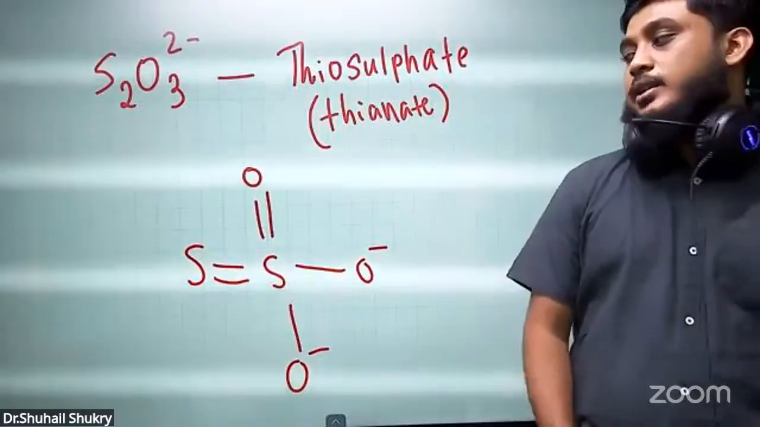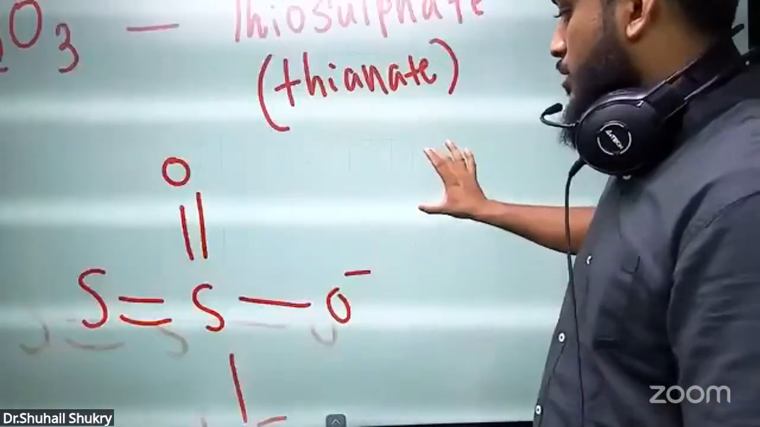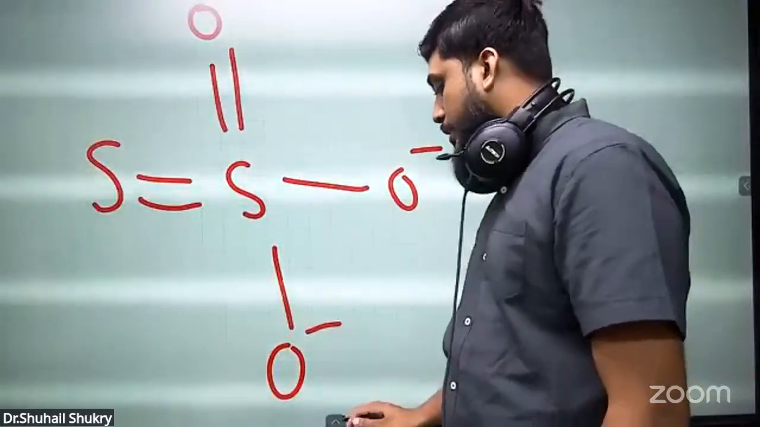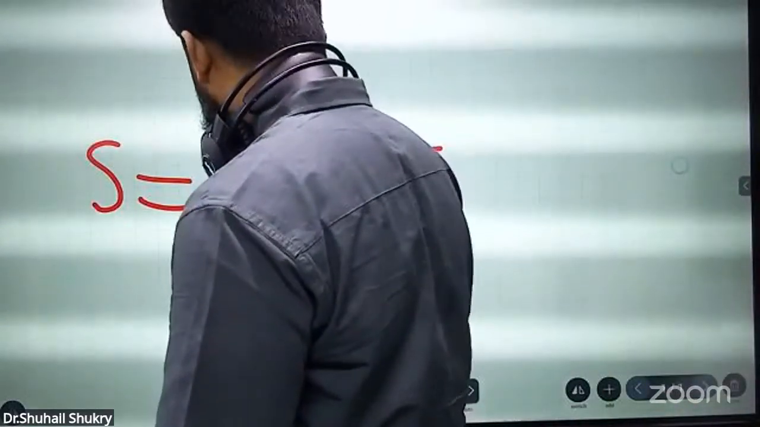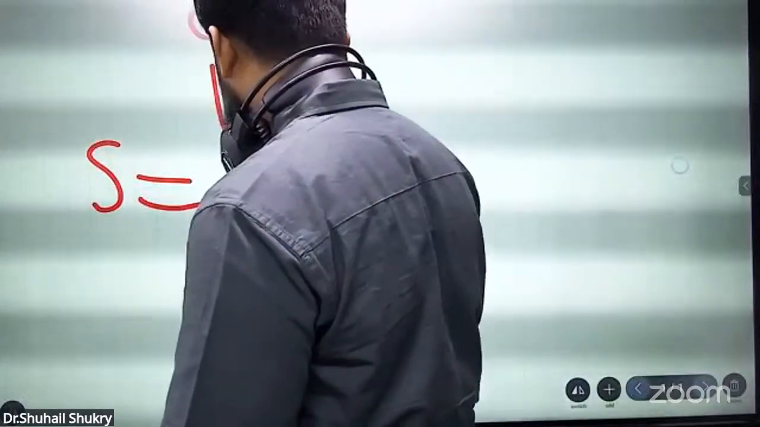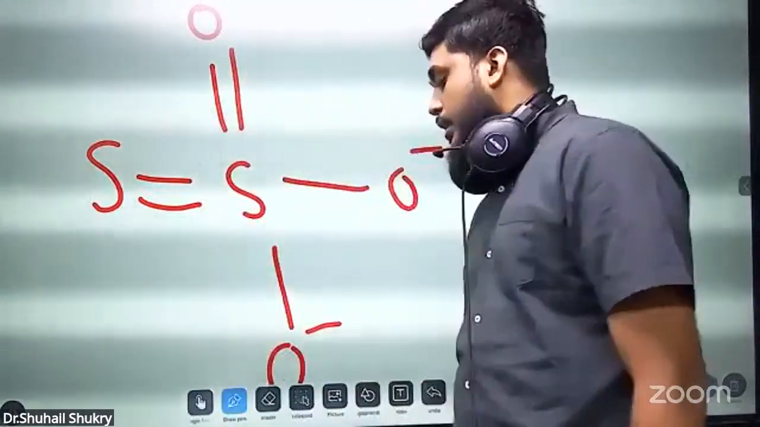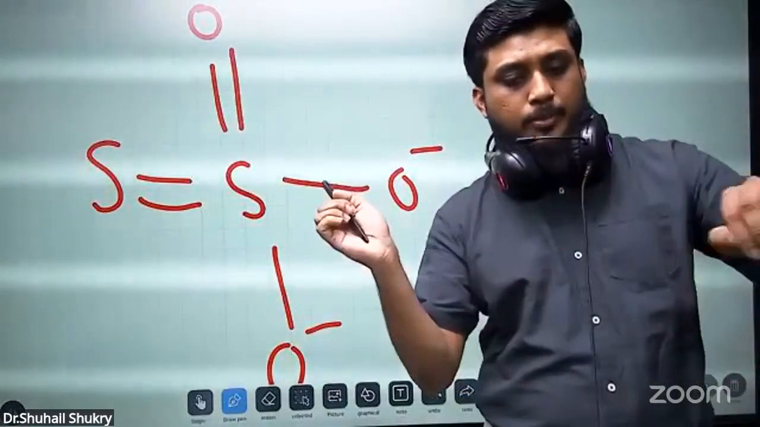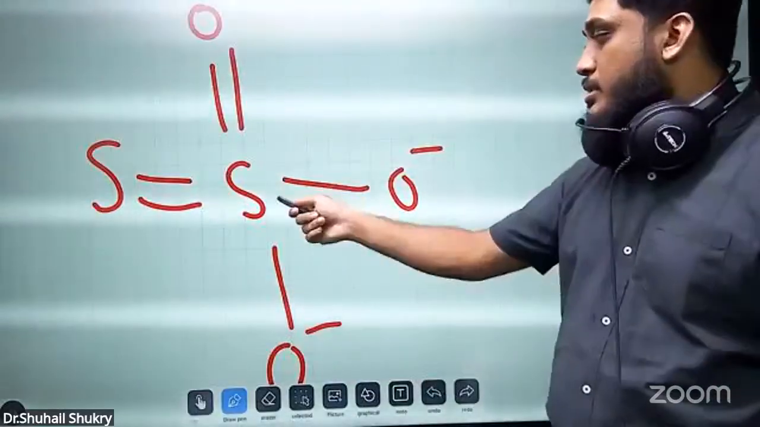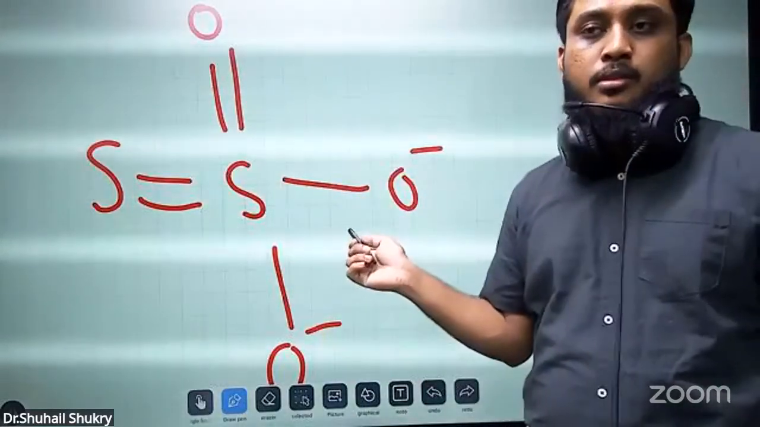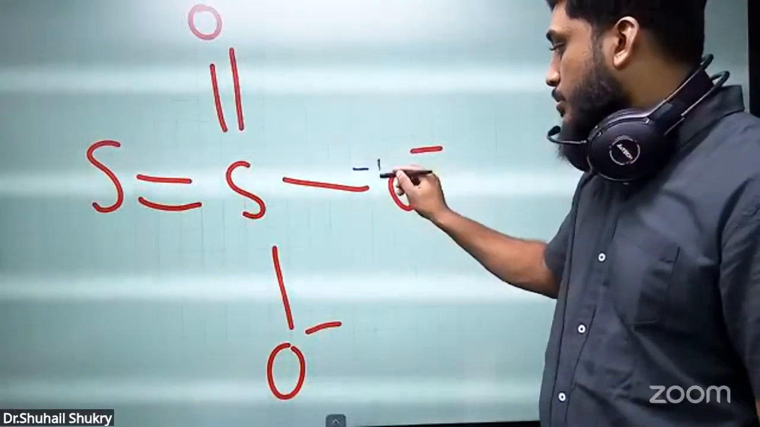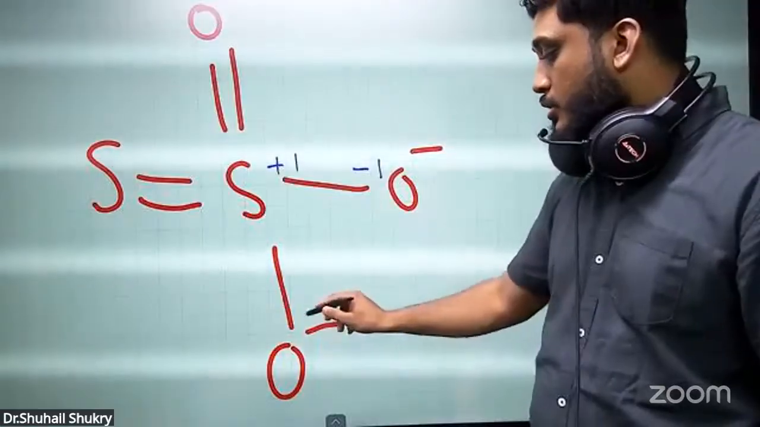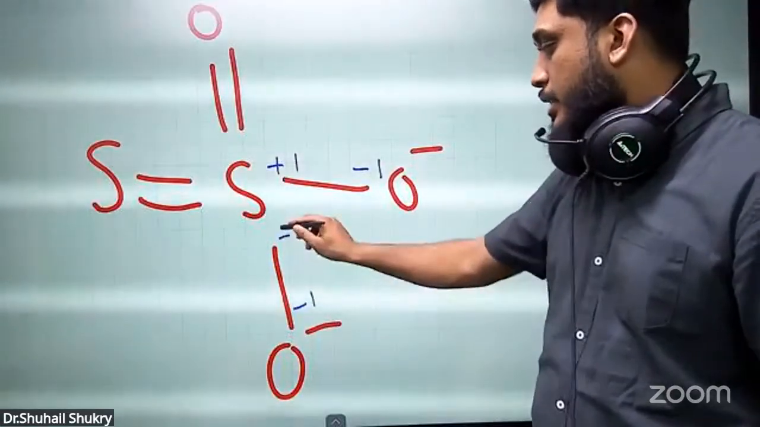Now I have to find the sulfur's oxidation number. Last class also I have taught you, but anyhow, today also I will repeat it again. For each bond we put plus and minus. And I told you, the most electronegative element will get the minus, the least electronegative element will get the plus. Now in this sulfur and oxygen, which is most electronegative? Oxygen. Then this oxygen will get a minus. This sulfur will get a plus 1.